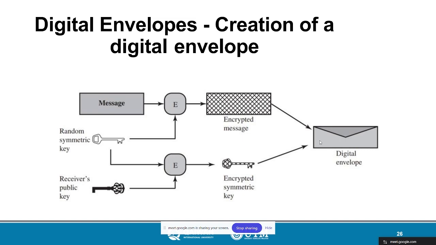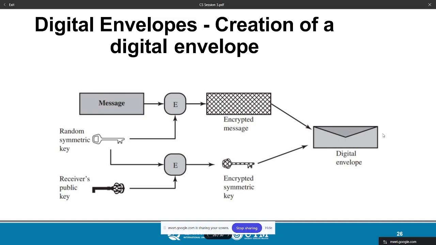We have digital envelopes. Creation of a digital envelope. This is an envelope. We have the message. We will encrypt the message using what? A random symmetric key. And we will put the encrypted message inside this envelope. However, using this random symmetric key, we will also encrypt the receiver's public key.